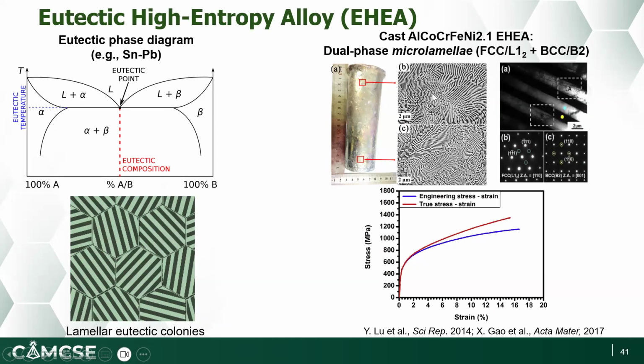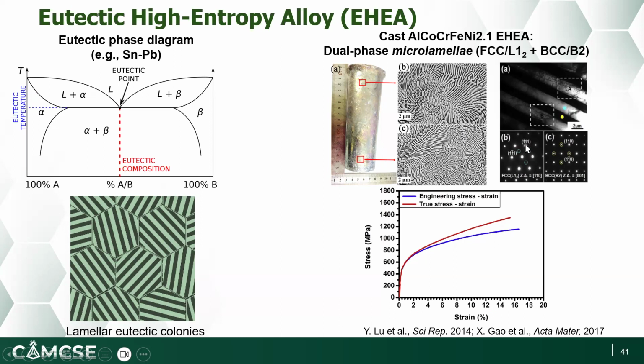And now with complex alloys, such as this aluminum, cobalt, chromium, iron, nickel quinary eutectic high-entropy alloy, if you do casting, you will also get laminar eutectic colonies. Within each colony, you will see very interesting dual-phase microlaminar structures composed of FCC and BCC microlaminae. The laminar size is about a few microns, and very interestingly, both laminae are highly ordered.